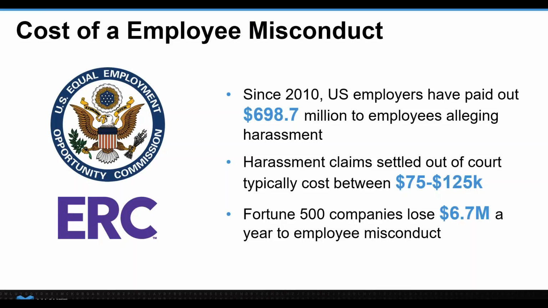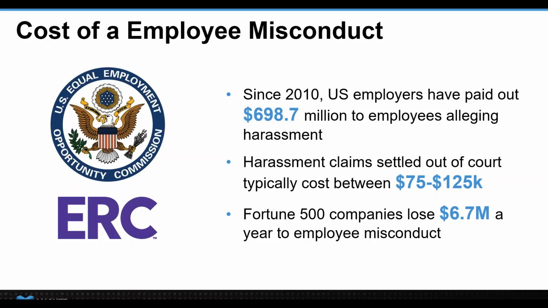And when you look at cases settled out of court, they typically cost between 75 to 125K, again, based on the Equal Employment Opportunity Commission. But if you go to trial, these cases could be in the millions. We've seen numerous cases in the media being settled for this. And if you're going to be paying out this money, you really need to figure out exactly what happened, and you need the tools to find that information out.